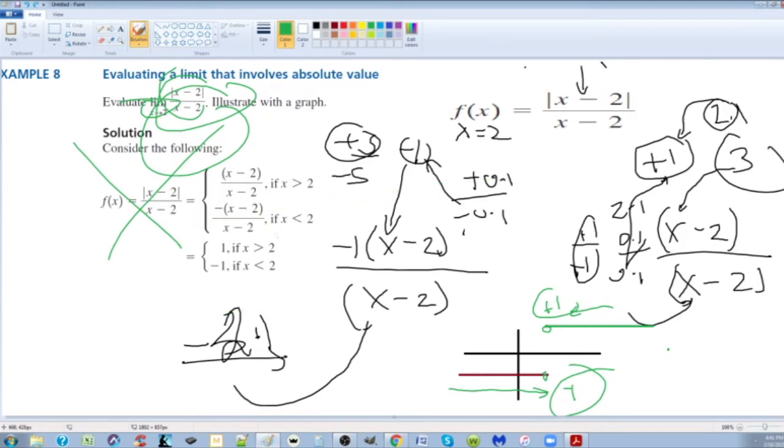For you to evaluate this, you have to understand that the right side of this graph, because it's the vertex, is going to be like the line, and the left side is going to be like minus 1 times the inside. And that's hard to grasp.